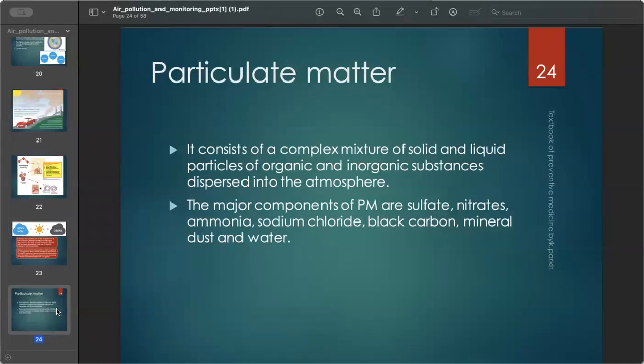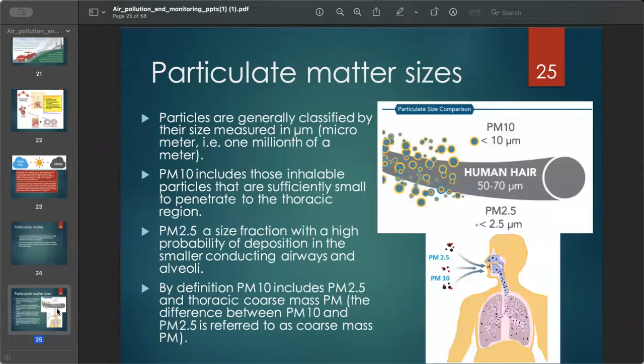Particulate matter consists of a complex mixture of solid and liquid particles of organic and inorganic substances dispersed into the atmosphere. The major components of PM are sulfate, nitrates, ammonia, sodium chloride, black carbon, mineral dust, and water. Particles are generally classified by their size measured in micrometers, one millionth of a meter.